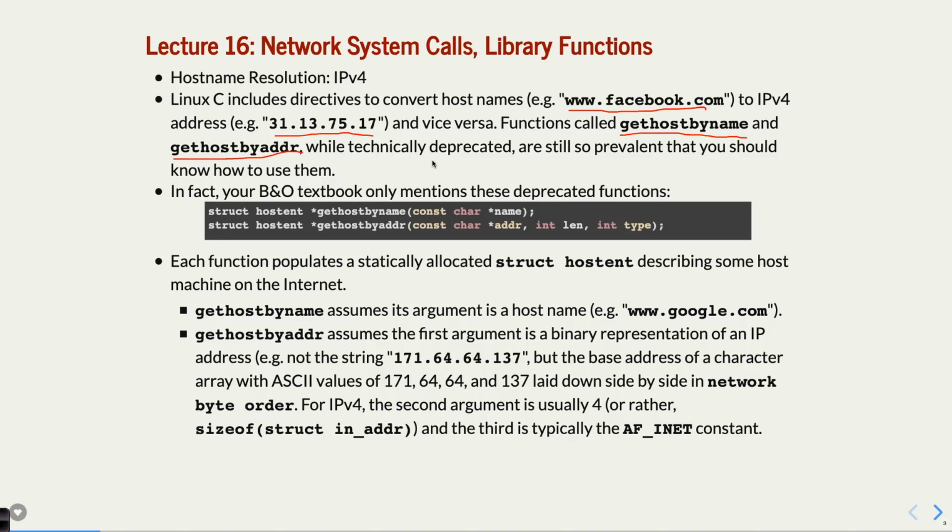In particular, I'm not exactly sure what the actual new one is. I see these ones more than I see that, and I forget what the one that you should use these days is. So anyway, we're going to talk about these two. And what they take: getHostByName takes a name, like www.facebook.com, and it returns this struct called a struct hostent, which is a particular struct we'll see in a second.